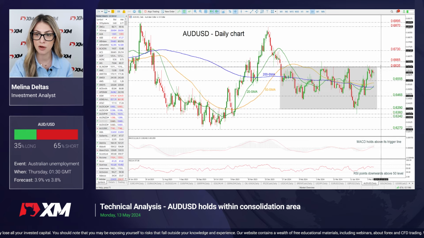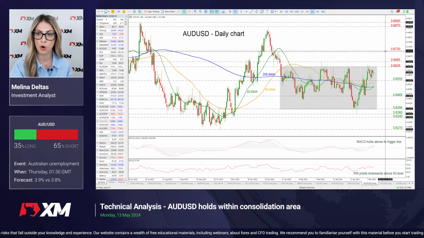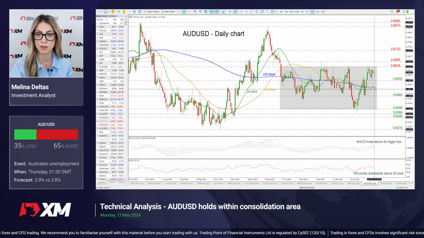And climb above the upper boundary of the range, then the market it may switch their attention to 0.6665 and 0.6730, and it will change the outlook to a more bullish one. On the other hand, a drop beneath the 0.6555, it may move near the short-term SMAs and of course near this bullish crossover of the 20 and the 200-day SMAs of 0.6516.